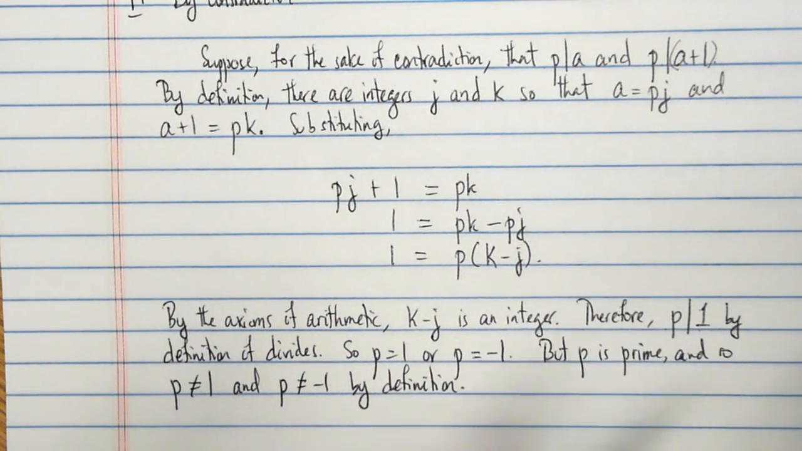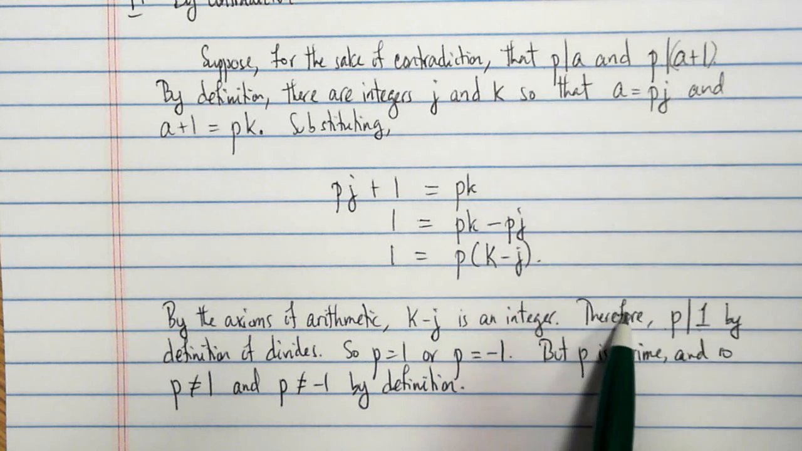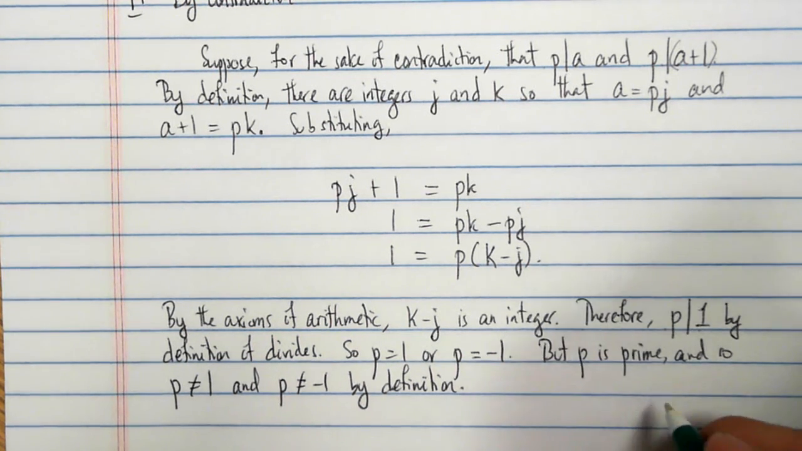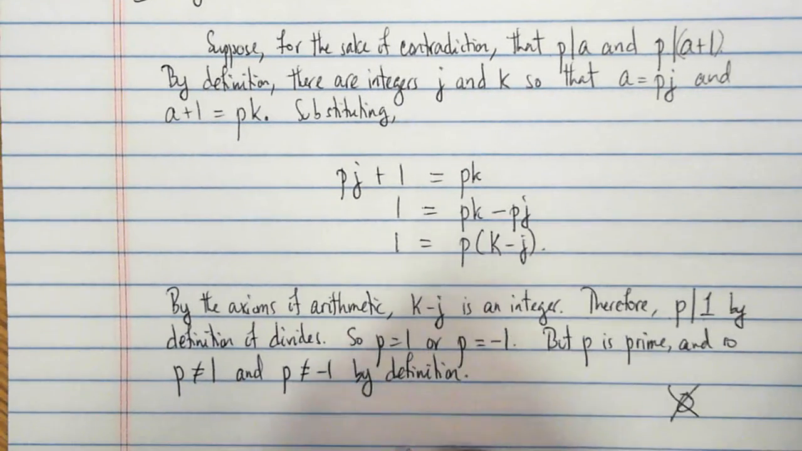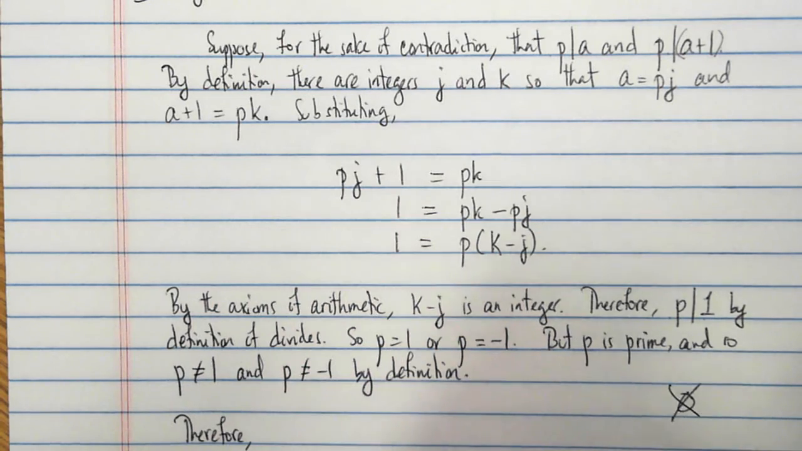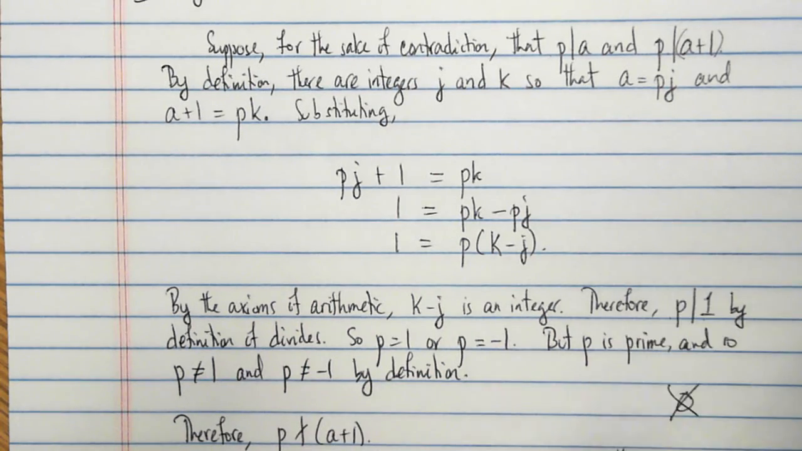So for the sake of contradiction, let's assume the hypothesis and the negation of the conclusion. We run through the argument, and I show that something is both true and false at the same time. p is 1 or p is equal to negative 1, but the negation of this conclusion is also correct, that p is not equal to 1 and p is not equal to negative 1. So there's my contradiction. So therefore, we conclude that p does not divide a plus 1. And that's the end of the proof.